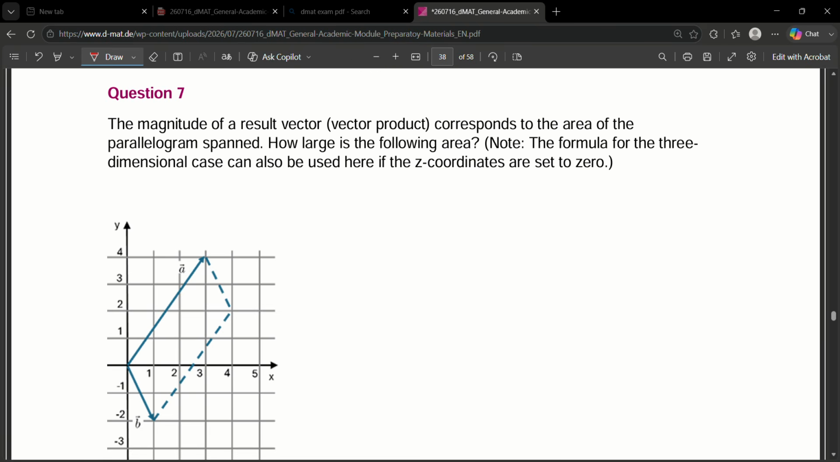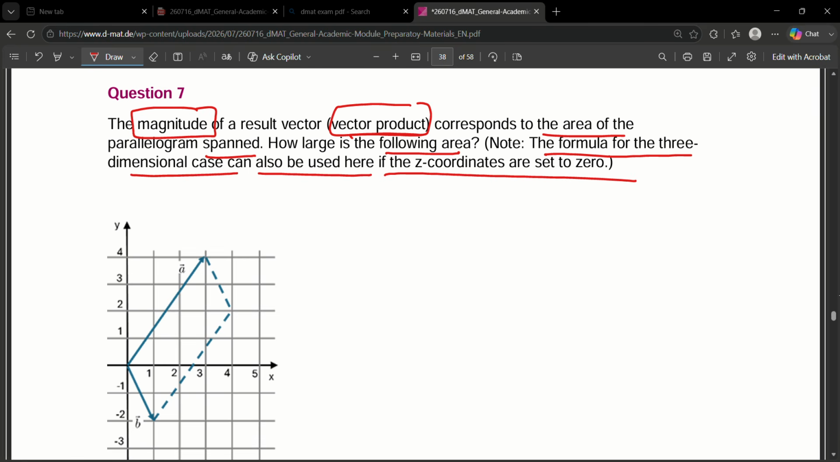The magnitude of the result vector product, whatever the vector product that you are going to find, you have to find the magnitude of that, corresponds to the area of the parallelogram spanned. How large is the following area? Note the formula for the three-dimensional case can also be used here if the z coordinates are set to 0.